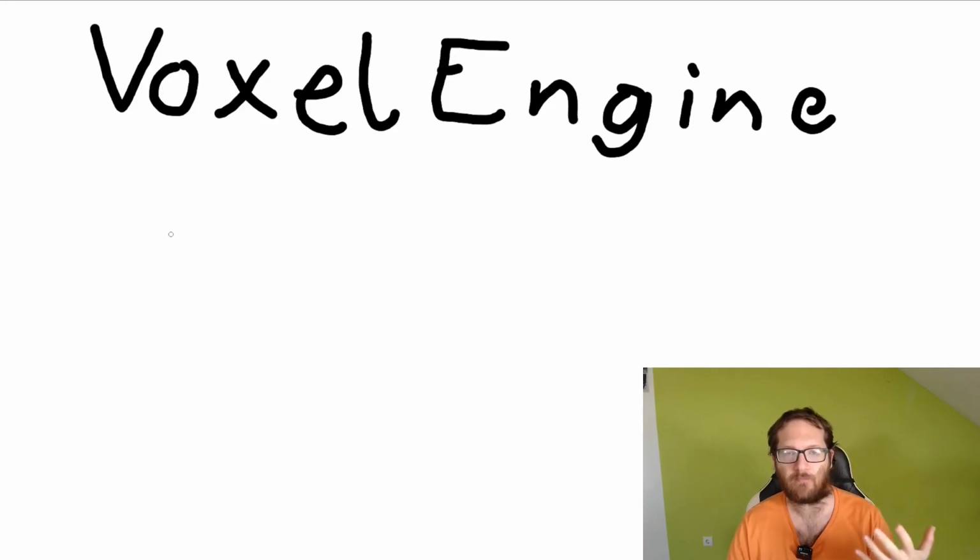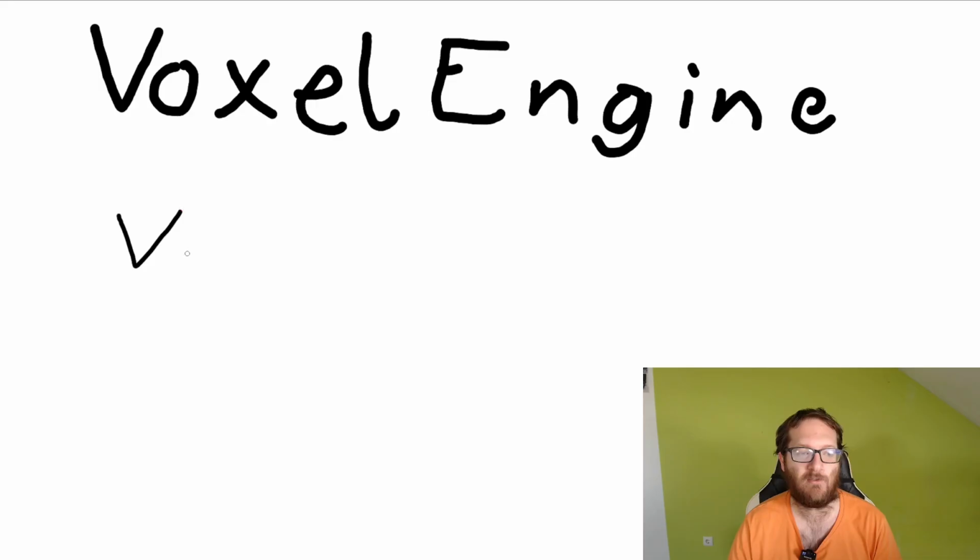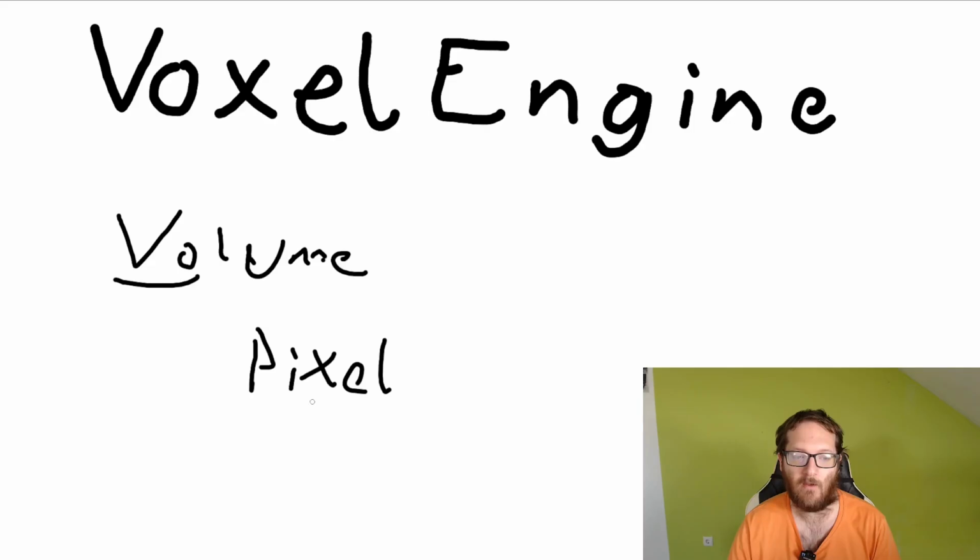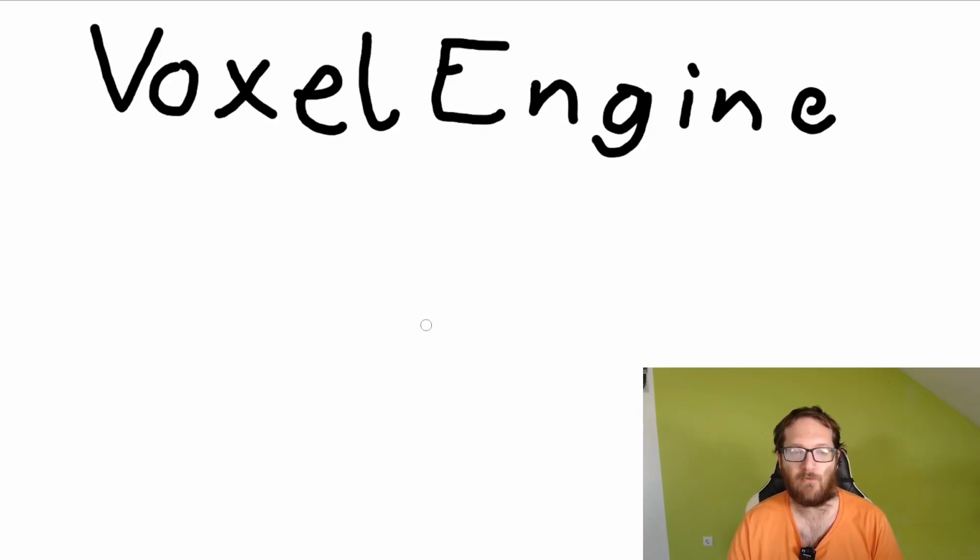A voxel engine is basically a program or, in most cases, a library that allows me to work with voxel data. What is a voxel? A voxel is a volumetric pixel. The VO is for volumetric, this is the volume, and the EL is for pixel. So it is voxel. This is where the name comes from, and that's also what it is.